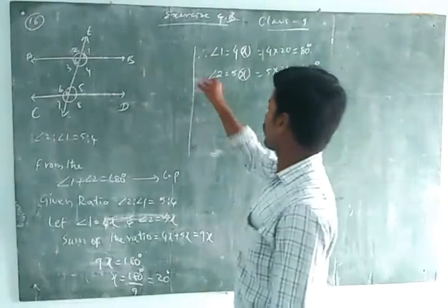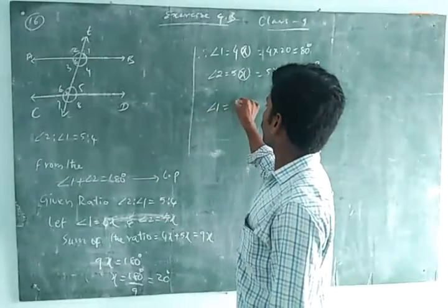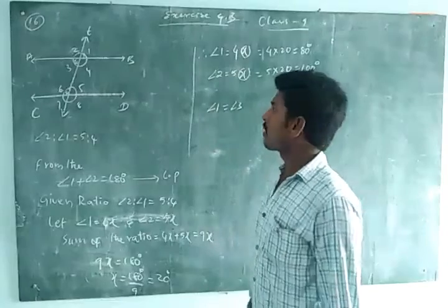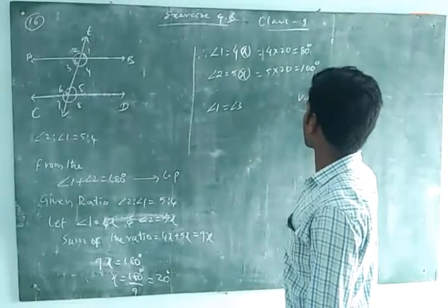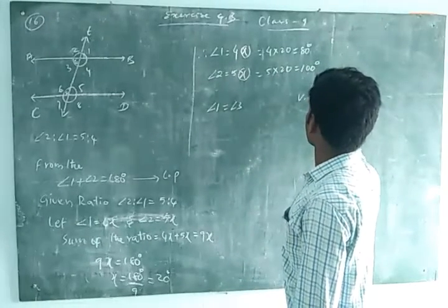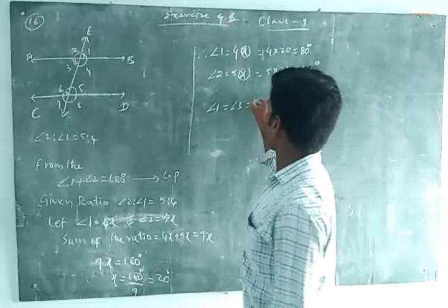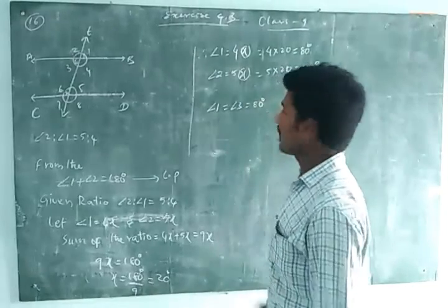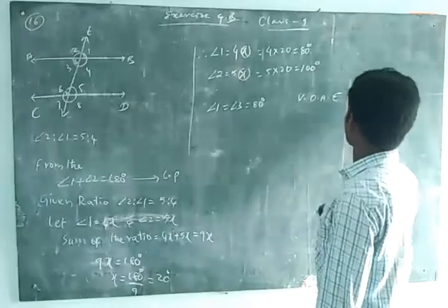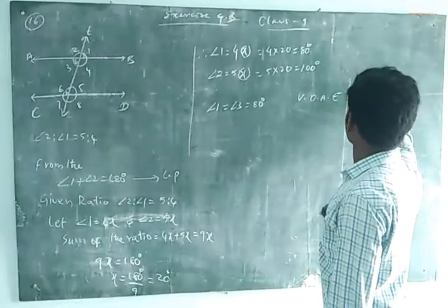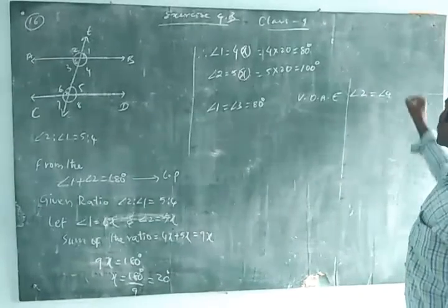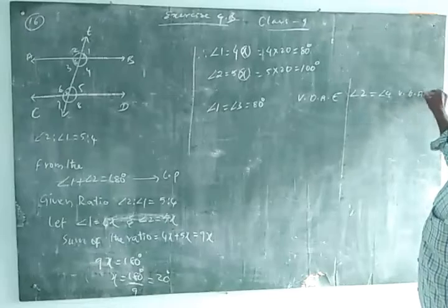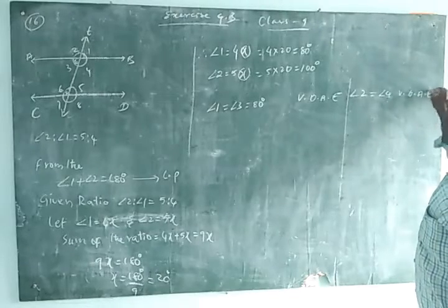We know that from the figure angle 1 is equal to angle 3. Vertically opposite angles are equal. That means it is 80. Likewise, angle 2 is equal to angle 4, vertically opposite angles are equal.